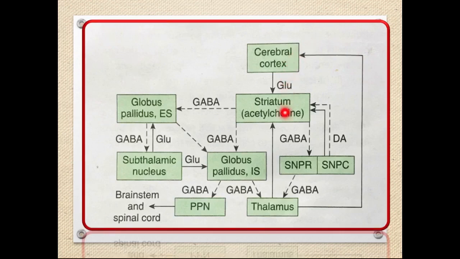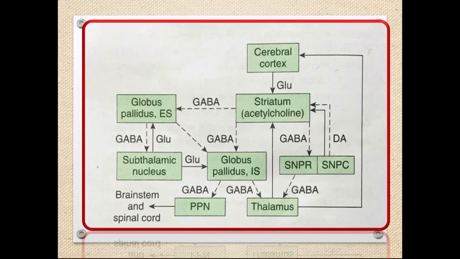Indirect is from the cortex to striatum. Then from the striatum it goes to the globus pallidus externus, the subthalamic nucleus, and then it comes back. And one more thing: a few of the fibers from the globus pallidus go to some nuclei within the pons. This is called the pedunculopontine nuclei. And this is how the substantia nigra pars compacta communicates with the striatum. There is one very significant thing, that is acetylcholine.